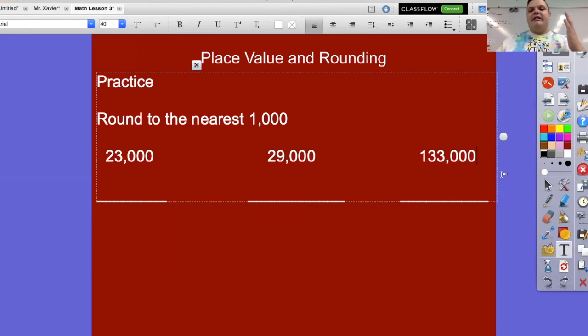There's going to be some practice in your math sheet. Your math sheet pages that are going to be due are pages 7, 8, 9, and 10.